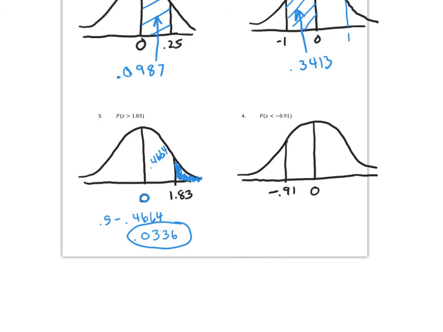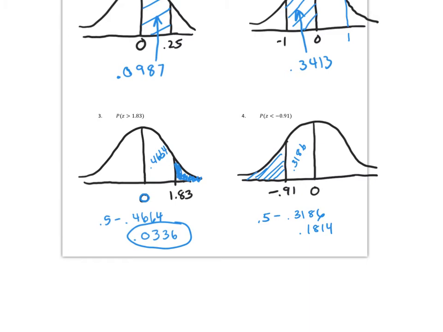Number 4. Okay, I'm trying to find z is less than -0.91, so I'm trying to find this area. If I look up 0.91, that's this area, 0.3186. That's not what I'm trying to find. I need to take 0.5 minus 0.3186, and that gives me 0.1814. Go to the next page.